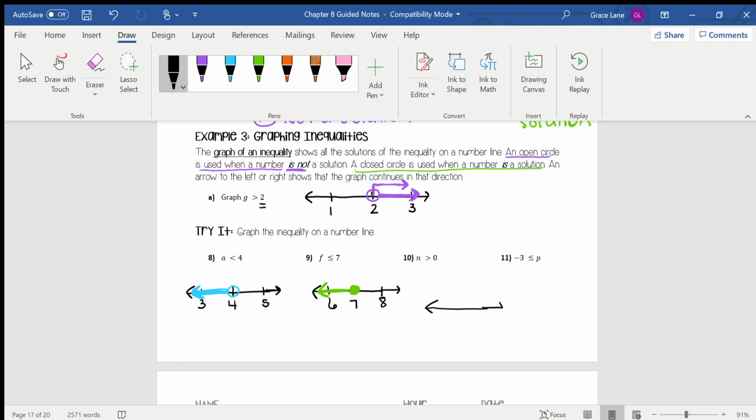Go ahead and try these other two. 1 less than 0 would be -1. Greater than 0, so does not include 0, but any number greater than that is going to the right. And then the last one, number 11.